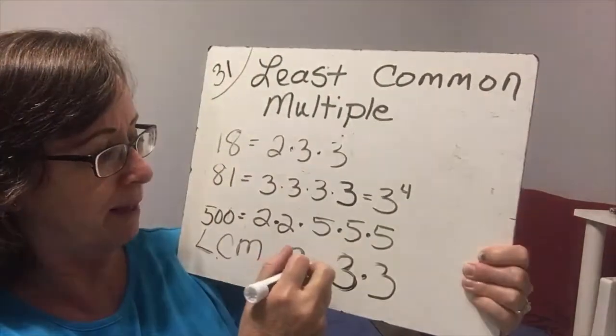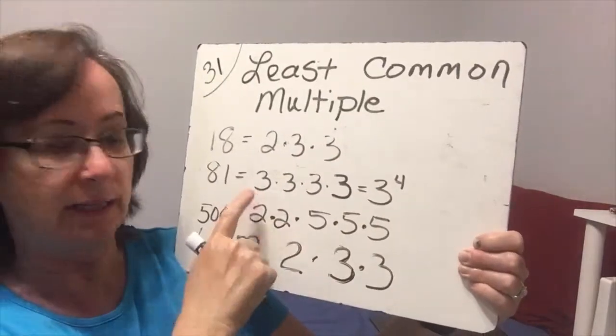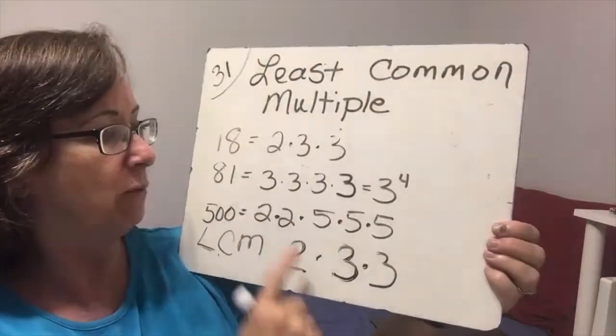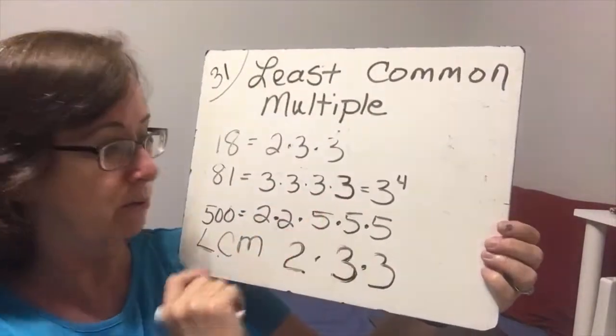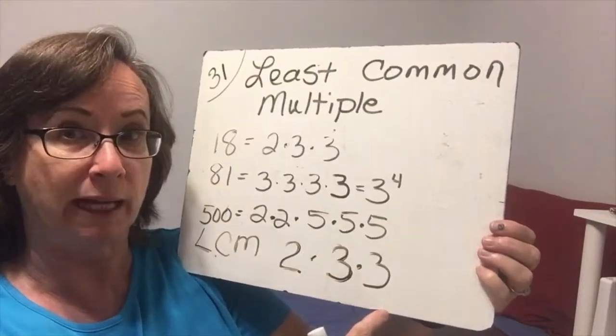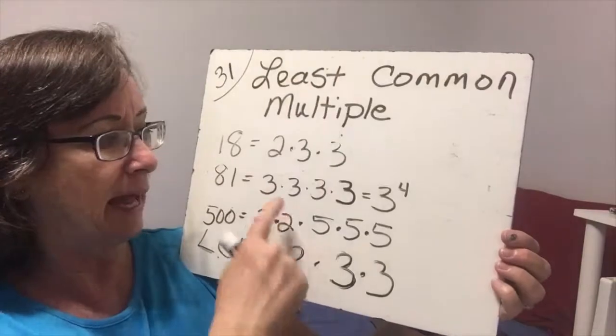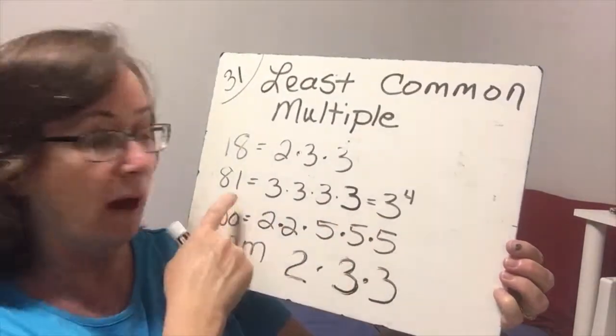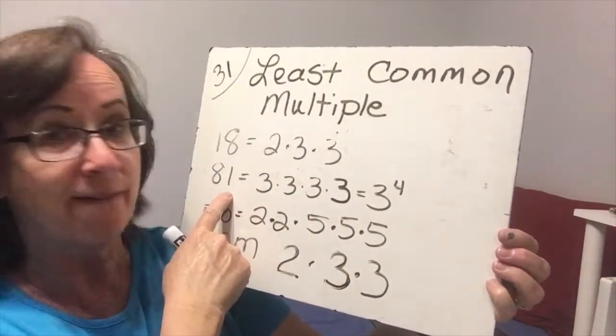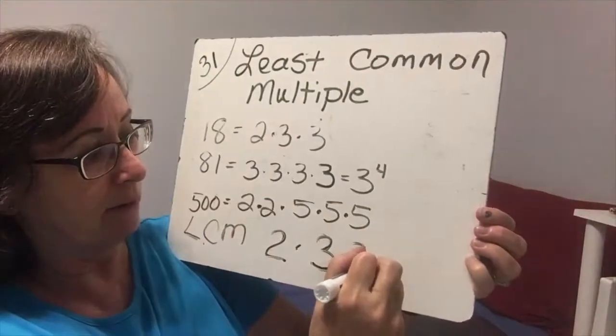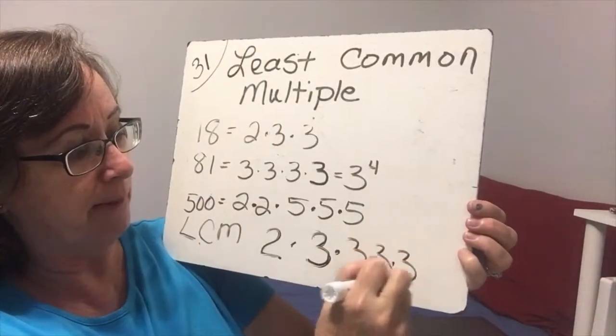So then I say, well, I need 81 in here too. But 81 is 3 times 3 times 3 times 3. I already have 2 3s, and they can share the 2 3s, but I need 2 more 3s, or I won't be able to find 81's factors. So I'm going to write down 3 times 3, okay?